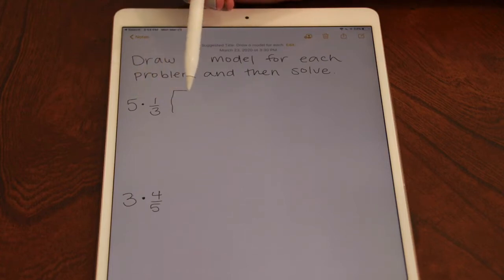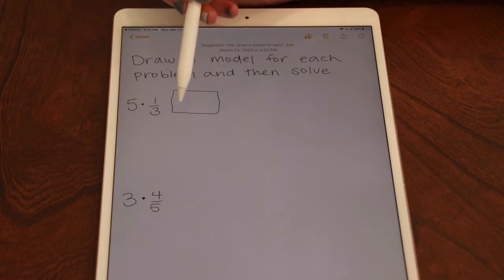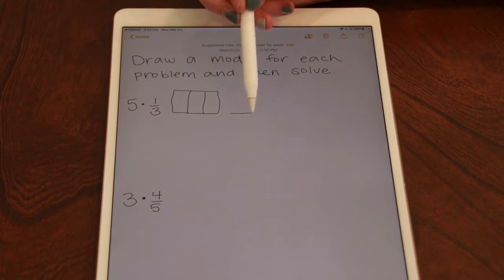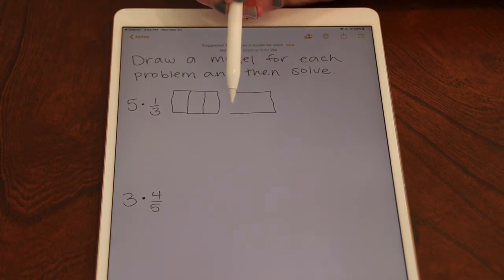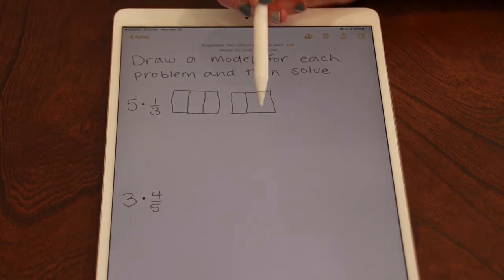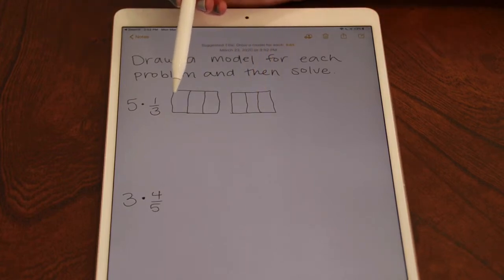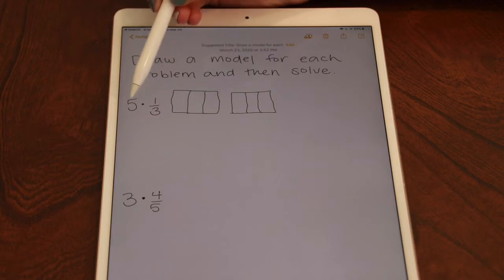So I'm going to make a few of these into thirds. Just like this. And I think that will be enough. So I need to do 5 times 1/3. So that means I color in 1/3 5 times.